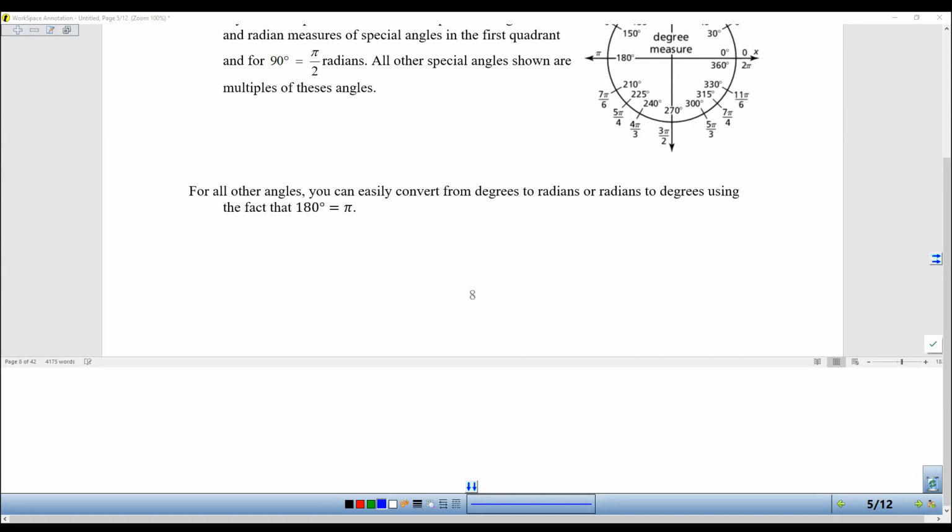Of course, there's lots of angles that are not on our unit circle. So I see 210 can be converted to 7 pi 6, but what about 215?